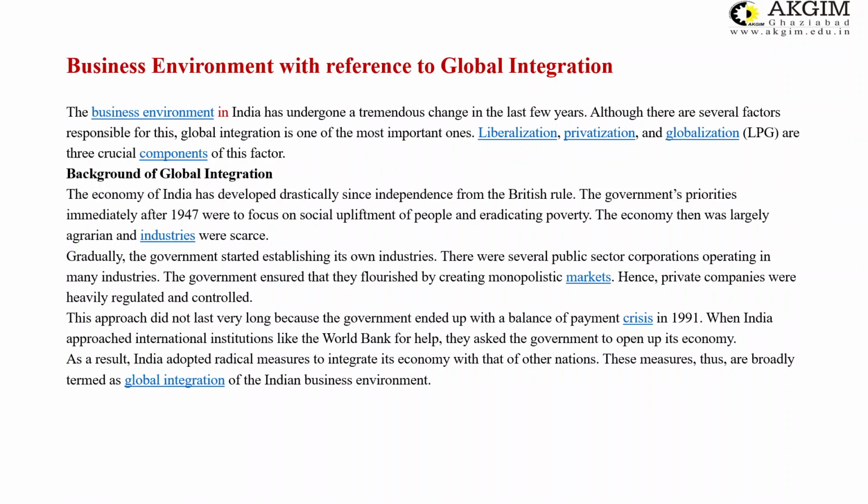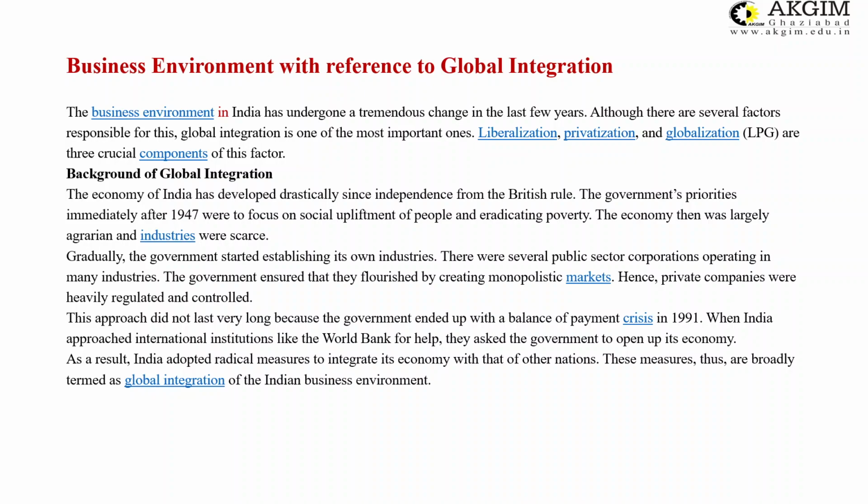Now when we talk about globalization, there is an important term that comes, which is called global integration, and it is an important part of the business environment. Let us now discuss global integration. The business environment in India has undergone a tremendous change in the last few years.